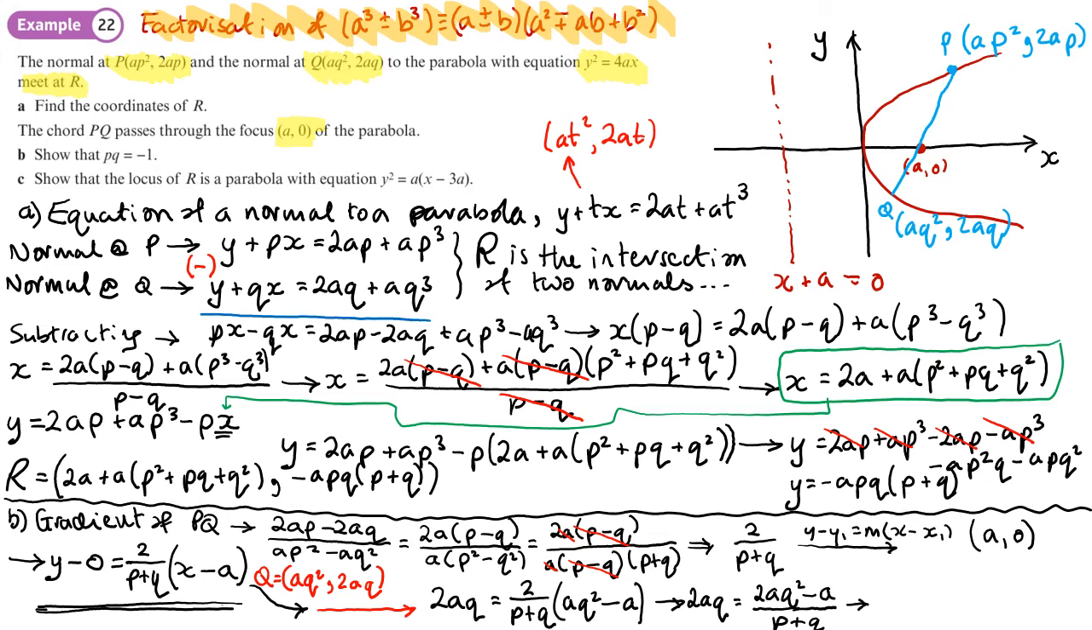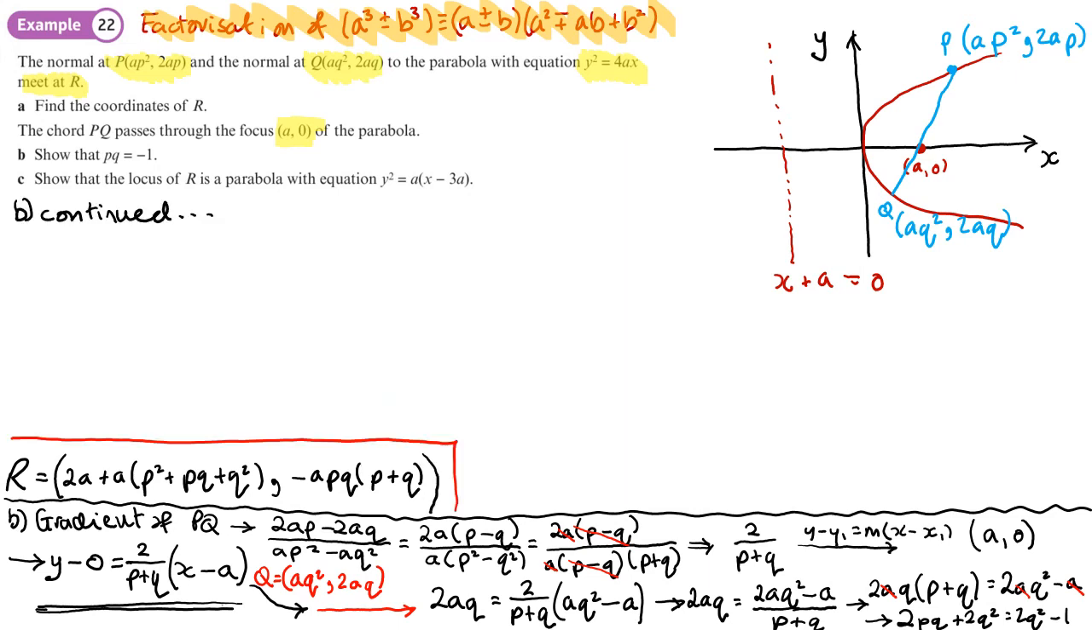I'm going to have to make some space at the top in a moment. So that will be 2AQ times by p plus q equals 2aq squared minus a. Now I can divide everything through by a, because a is a factor there. So that will give me 2q, and we'll expand the brackets as well. So that will be 2pq plus 2q squared equals 2q squared minus 1. Now I'm going to pause it a minute and make some space at the top to finish off this question. Okay, so I've got a bit of space.